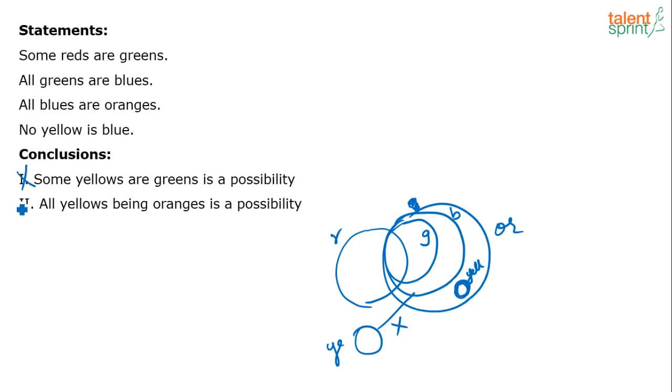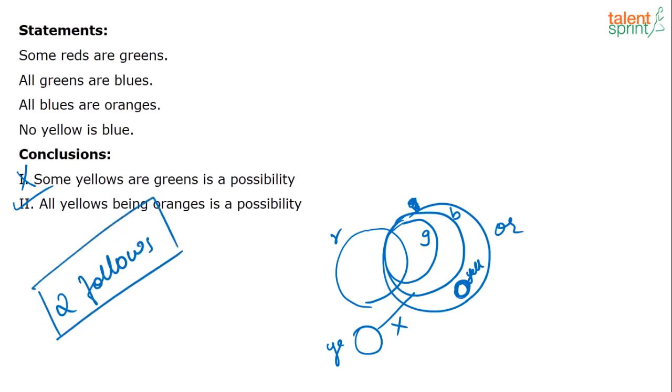So, the second conclusion is possible. It's a possibility. It can come. It is not a definite conclusion. It is a possibility which can be true. So, the conclusion 2 follows. Okay. So, answer for this is only 2 follows. Hope it's clear. Let's move on to the next question.